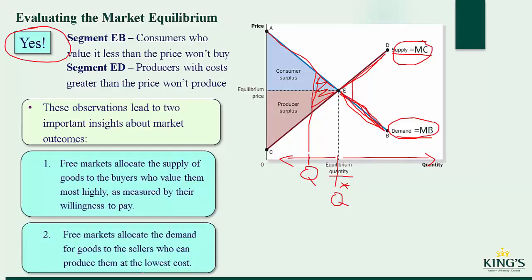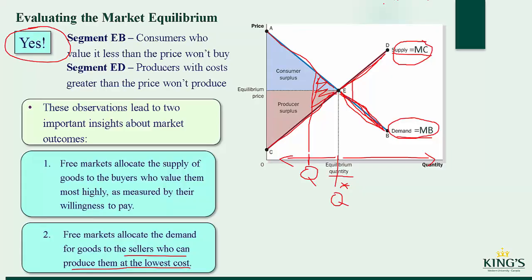And two, free markets allocate the demand for goods to the sellers who can produce them at the lowest cost. That's these people. And so we got a nice matching going on. The alternative to this kind of a system would be to have the government make these decisions. And remember, we talked about a command economy in the first class. If you remember, that wouldn't guarantee that we're going to get this exact Q star.